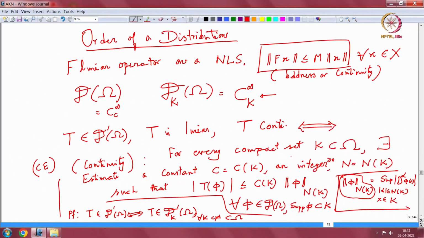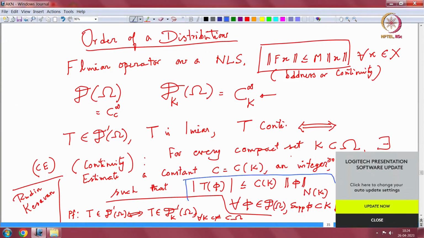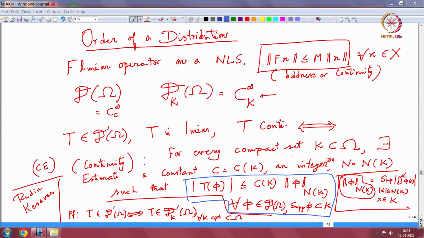If you want precise details, you can see Rudin's Functional Analysis, where a lot of details about locally convex topology and the D(omega) topology are well written, and maybe you can also see Kesavan's book. Not that much detail, but you can get some views. So, this estimate is important to remember. You have to write down this estimate. Remember these estimates.